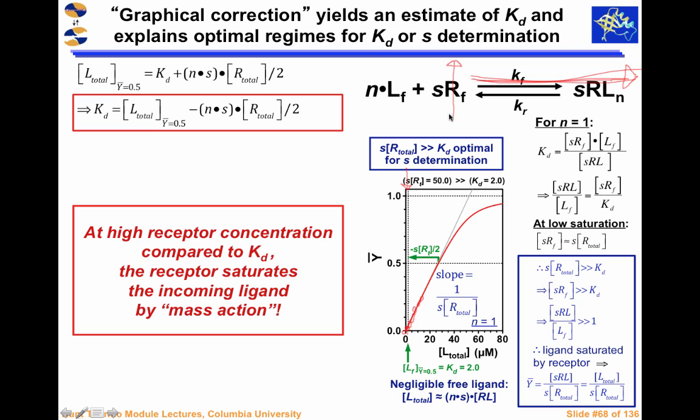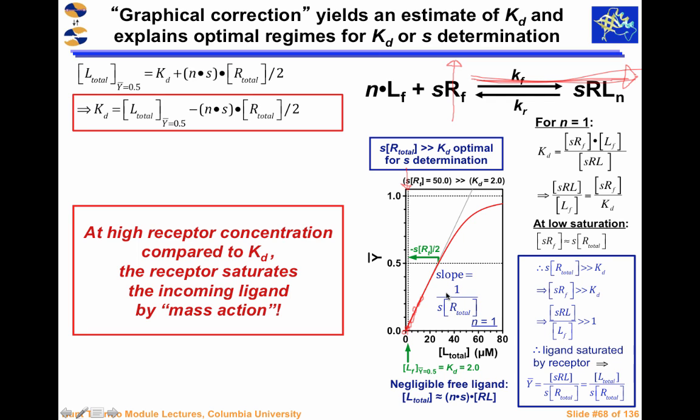The principle is that when total receptor is very high compared to KD, at the outset of the titration, it's almost all free. It will saturate the incoming ligand. And then, once you understand you're saturating the incoming ligand, you can understand this linear dependency. You can crank through the math. You can see that on the fractional saturation scale, the slope is 1 over SRT. And so then mathematically, you can use this rather simple algebra to get an analysis of total receptor concentration.